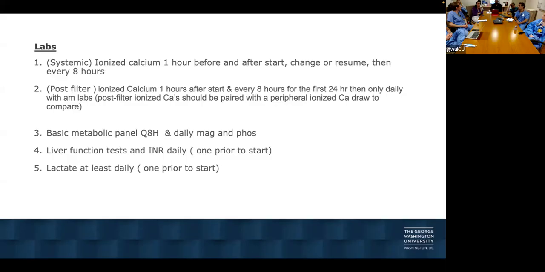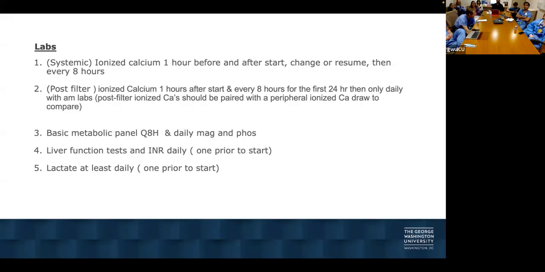Sorry, I don't mean to be an idiot about this, but remind me why you have to check the post filter one? That's what you need to achieve your goal of post filter anticoagulation. For the 0.25, yes, 0.35, to make sure you've chelated enough. Correct. Got it. And then the systemic is just to make sure you have actually gotten enough calcium back into the system and you don't have a big gap. Absolutely. Yes, okay, got it.